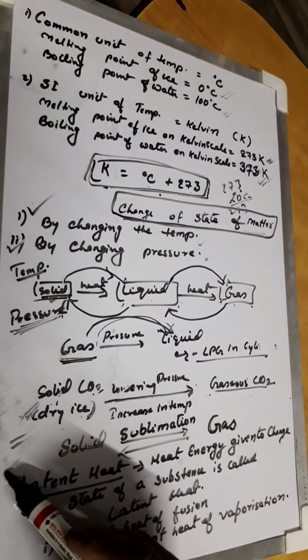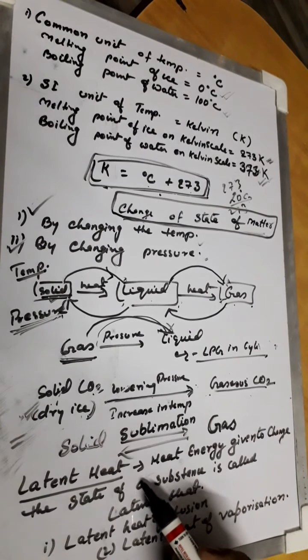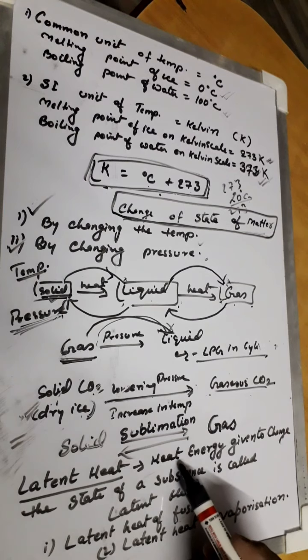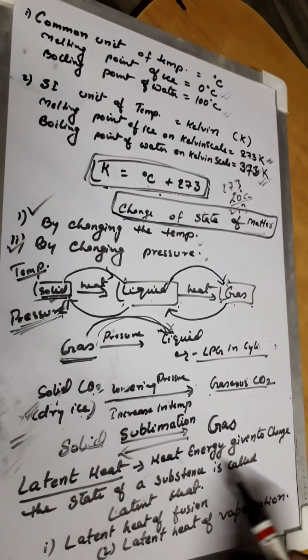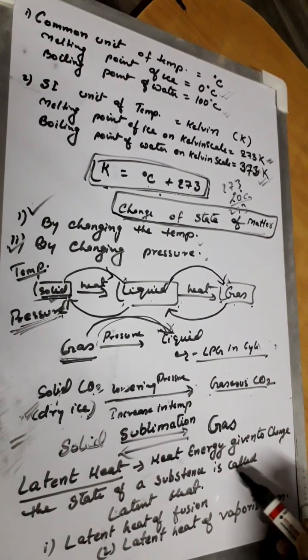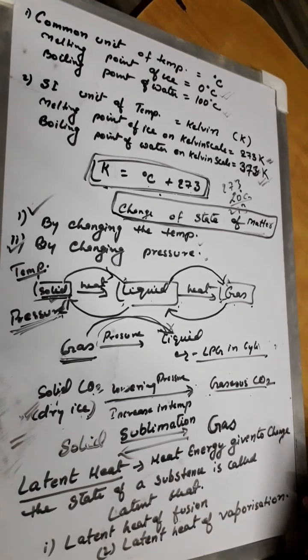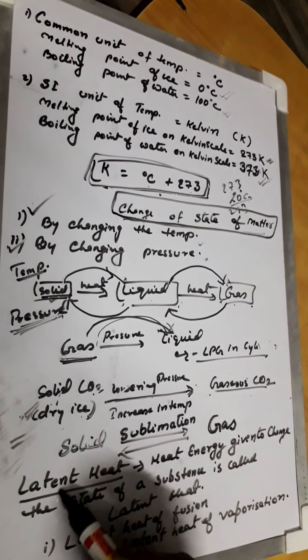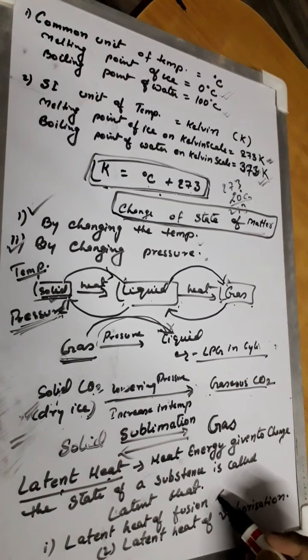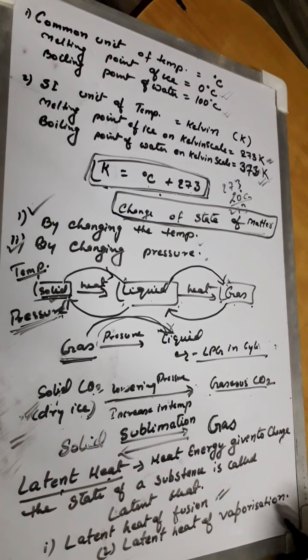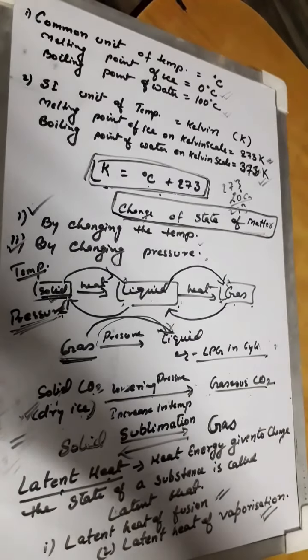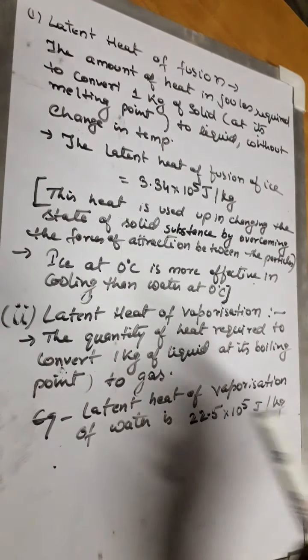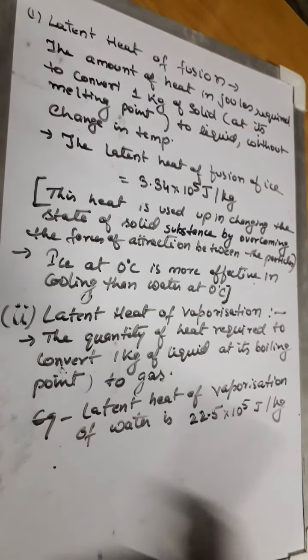Now let us talk about latent heat. What is latent heat? This is the amount of heat given to change the state of a substance without increasing the temperature. There are two types of latent heat. One is latent heat of fusion and the other is latent heat of vaporization. Let us see latent heat of fusion and latent heat of vaporization one by one.